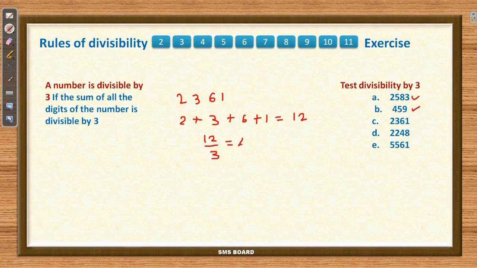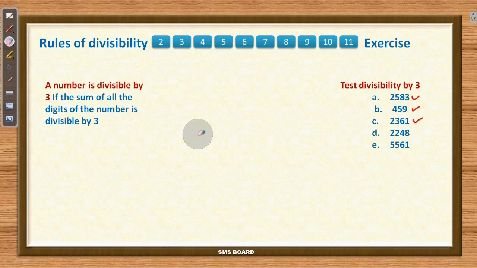So 12 is divisible by 3. So by rule, a number is divisible by 3 if the sum of all the digits of the number is divisible by 3. So this number is divisible by 3. Let us discuss one more problem. Here that is 2248.